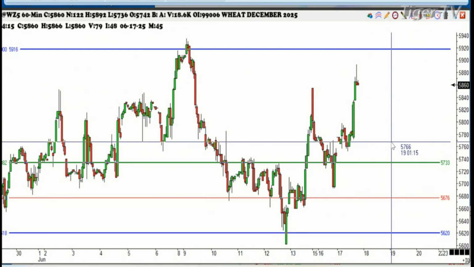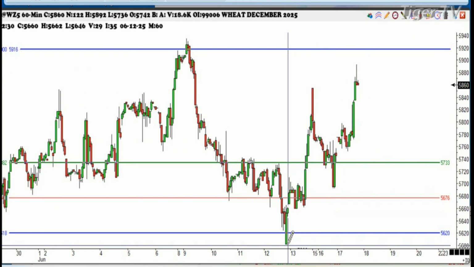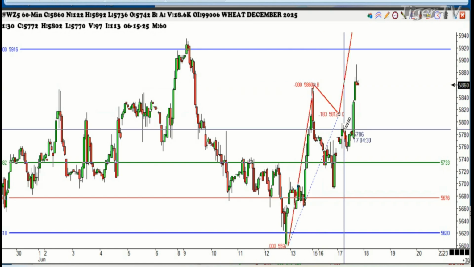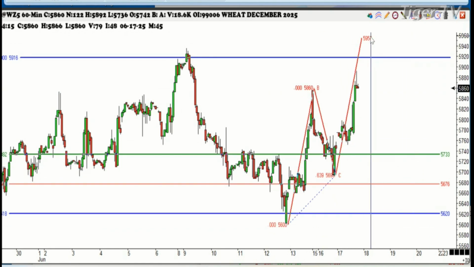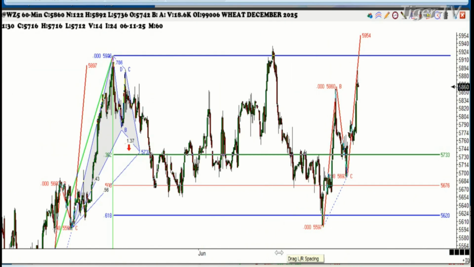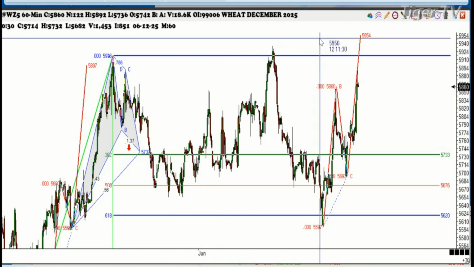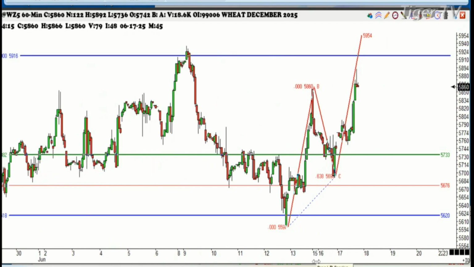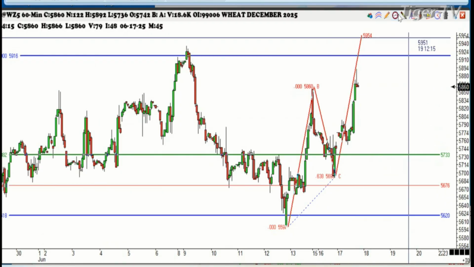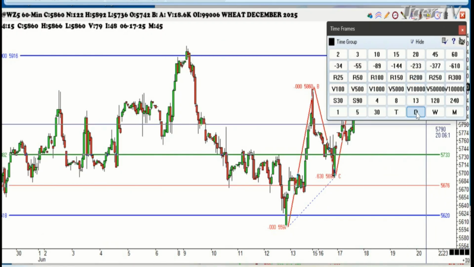There's the ABCD pattern right here. That should take us up to taking out the highs of the next day, which would take you up to 95. And that'll also be a pretty good move. You'll be taking out the highs of May and the highs of June if we get above 95. And that is not bearish, folks. That's a bullish sign.